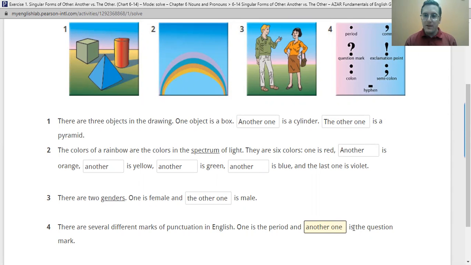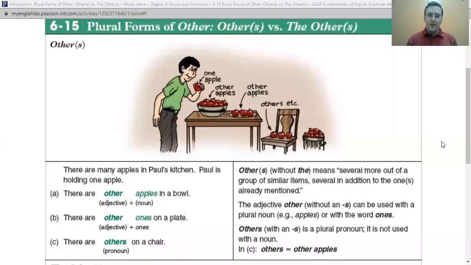Now let's see what happens when we have plurals. Here we see the plural form of other would be others or the others. So here we have a lot of apples all over the place. There are apples in the bowl, apples on a plate on the table, apples on the chair for some reason, and we've got apples in this basket right here. We've got so many apples. There are many apples in Paul's kitchen. Paul is holding one apple.